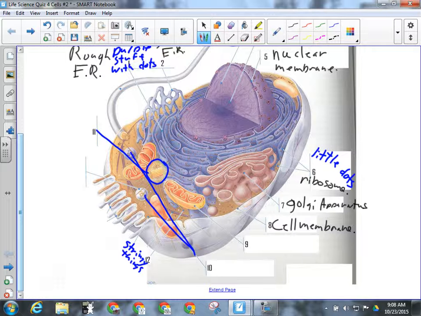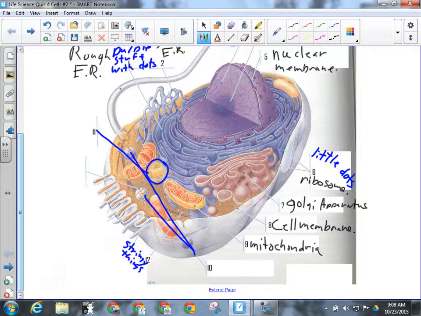That's the mitochondria. And what does the mitochondria do? Carries out cellular respiration, burns sugar for energy. Something about energy.